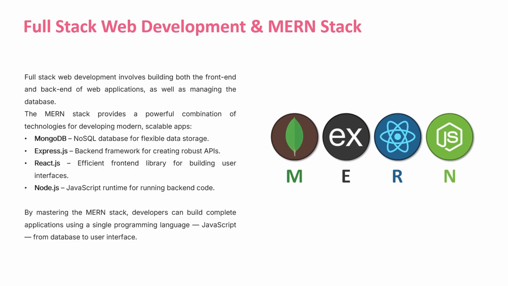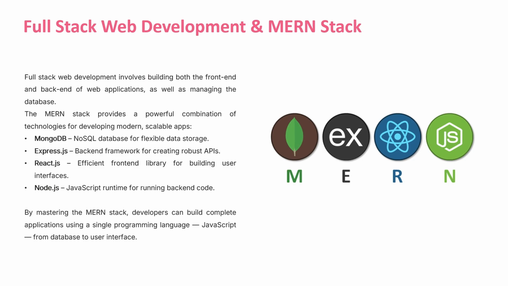What does MERN stand for? First of all, M stands for MongoDB, a non-relational NoSQL database for flexible data storage. Second, E stands for Express.js, a backend framework for creating robust APIs. And third, R stands for React.js, an efficient front-end JavaScript library for building the UI.